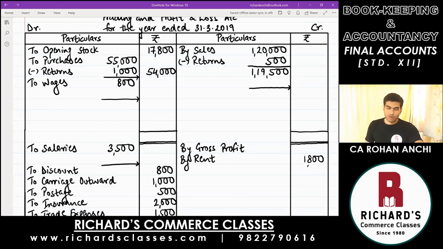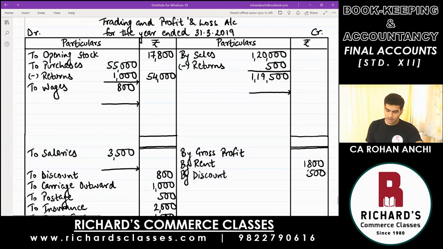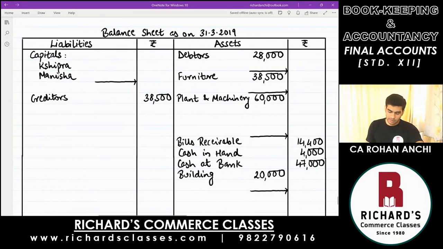Then discount, that is another income. So in profit and loss account, below rent, write down by discount. Amount is 500. Next, bills payable. That is a liability. Below creditors on the liability side, write down bills payable. That is 9,000.